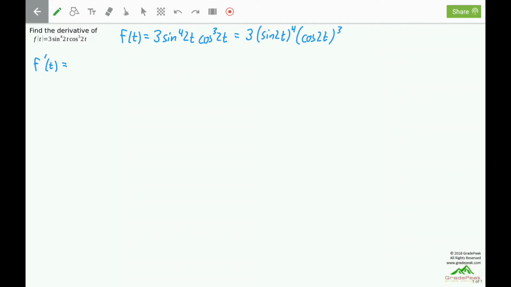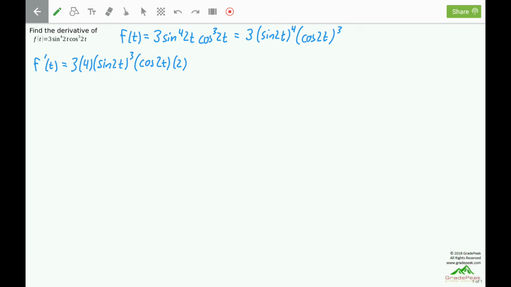We'll start with the derivative of the first. We'll bring the power down, leave the inside alone, subtract 1 from the power, and then multiply by the derivative of the inside to complete the chain rule. The derivative of sine is cosine of 2t, and then multiply by the derivative of its inside to finish the double chain rule. Since the inside of the trig function isn't just a t, it's a 2t, the derivative of that will be a 2.